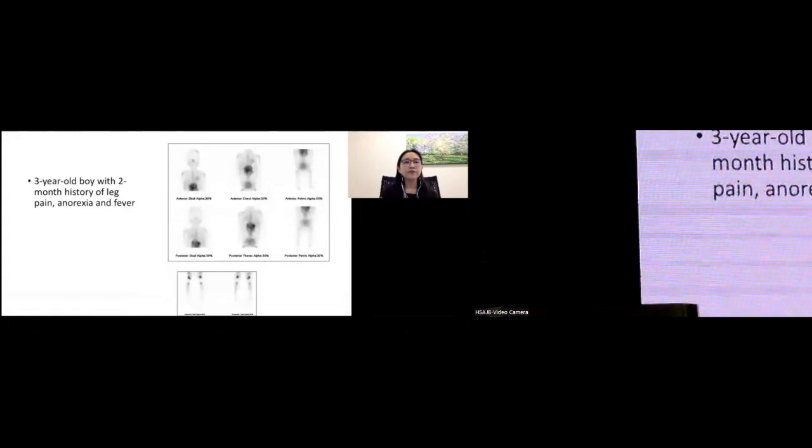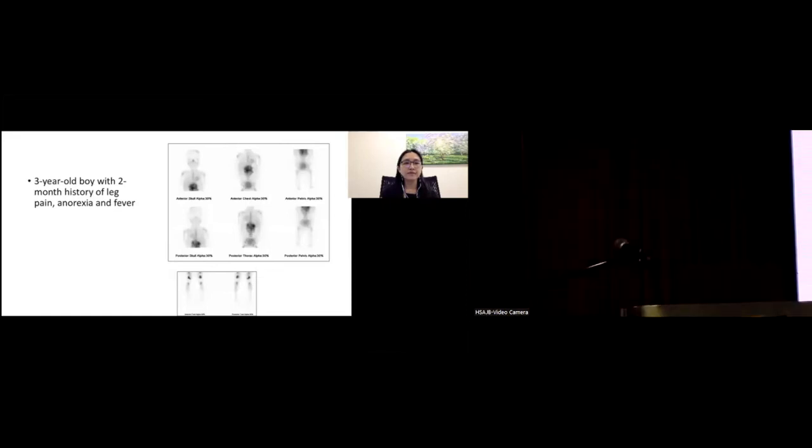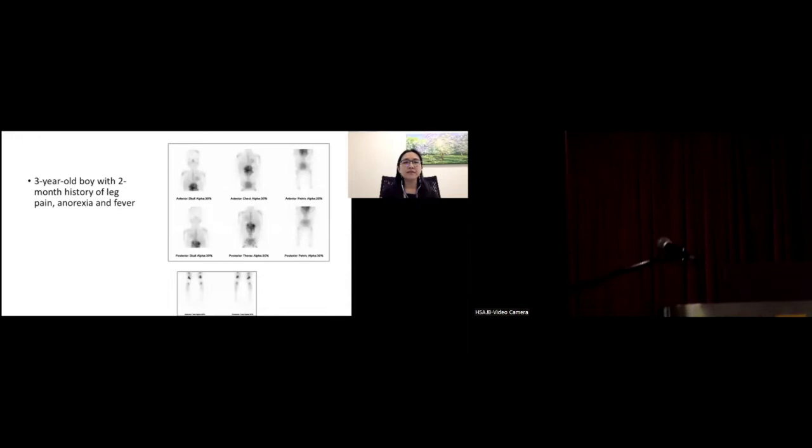This is a 3-year-old boy with a 2-month history of leg pain, anorexia, and fever. So from these MIBG scans, you can see there's a large MIBG-avid disease in the abdomen with multiple skeletal metastases.